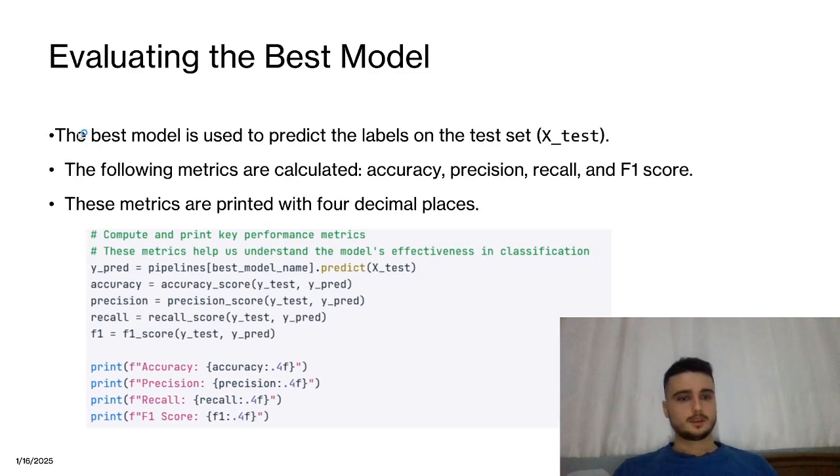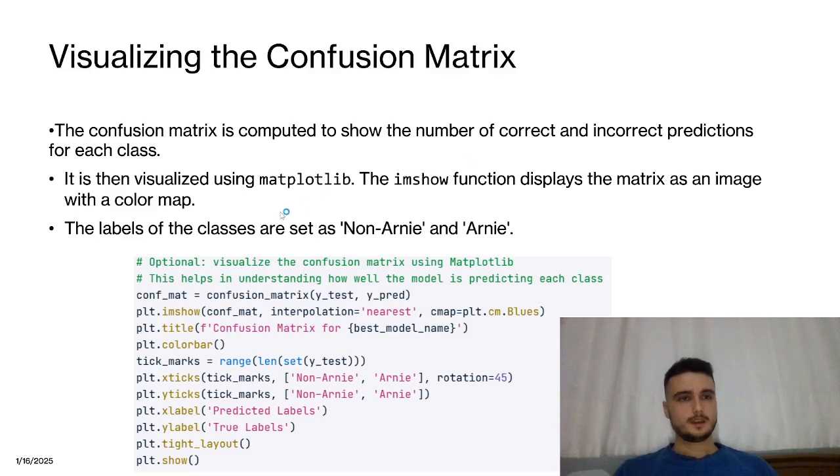Evaluating the best model. The best model is used to predict the labels on the test set. The following metrics are calculated: accuracy, precision, recall, and F1 score. These metrics are printed with 4 decimal places.